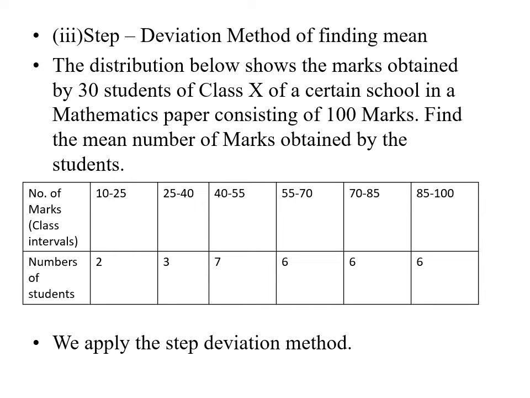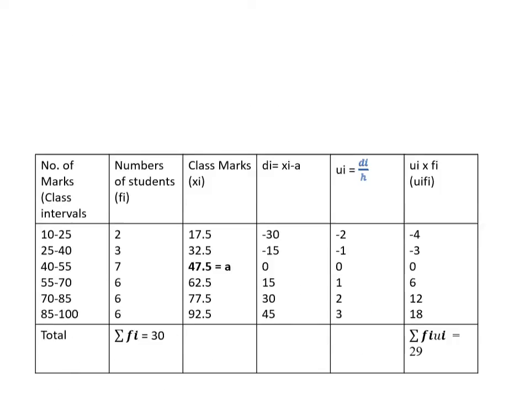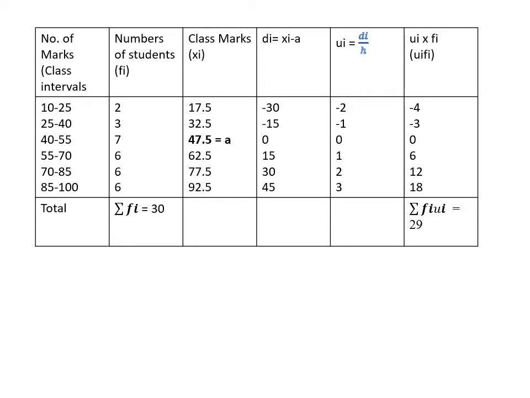Now on this question we apply the step deviation method. So we have to make four columns: for the class mark, the step deviation di, then ui, and the multiplication of ui with the frequency. My dear students, you are all aware now how to find the class mark. I will again remind you, the class mark is obtained by adding the upper limit and lower limit and dividing by 2. In the first class it is 10 plus 25 upon 2, so that is 17.5.